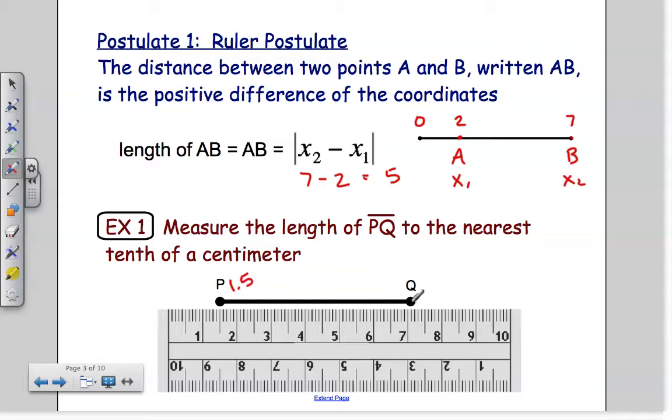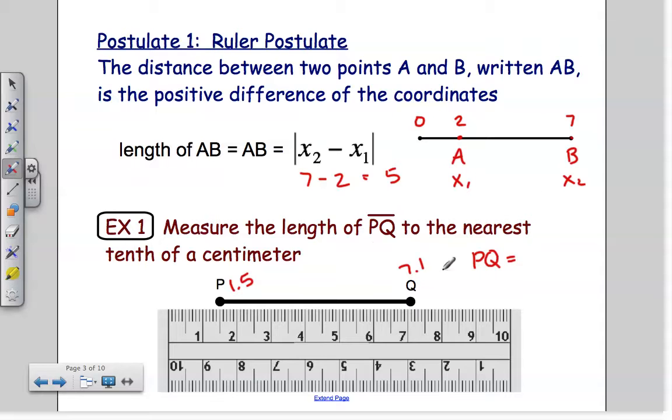I look at where point Q is on this ruler, and I see that it's at 7.1 centimeters. If I want to know the length of PQ, by the way, with length, you don't put a symbol over the top, because I'm saying from P to Q. I'm not talking about line segment anymore, so I don't put the line segment. I'm just saying distance from P to Q. Notice here when we talk about distance, we don't have the segment over the top.